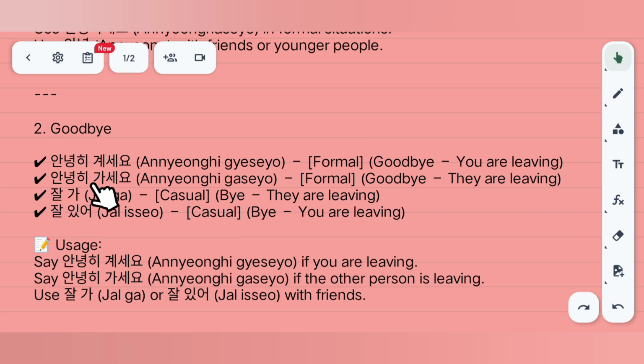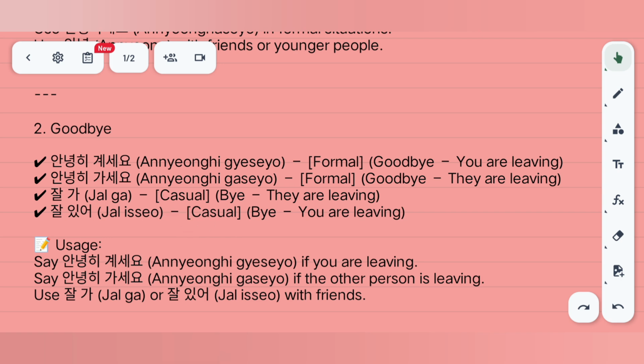Second one is 안녕히 가세요. It's also formal way of saying goodbye and it means go in peace. And you use this way of saying goodbye when someone is leaving and you are staying. For example, a guest is leaving from your house, then you will say 안녕히 가세요 to that person, which will mean go in peace. This was the formal way of saying goodbye in two ways.